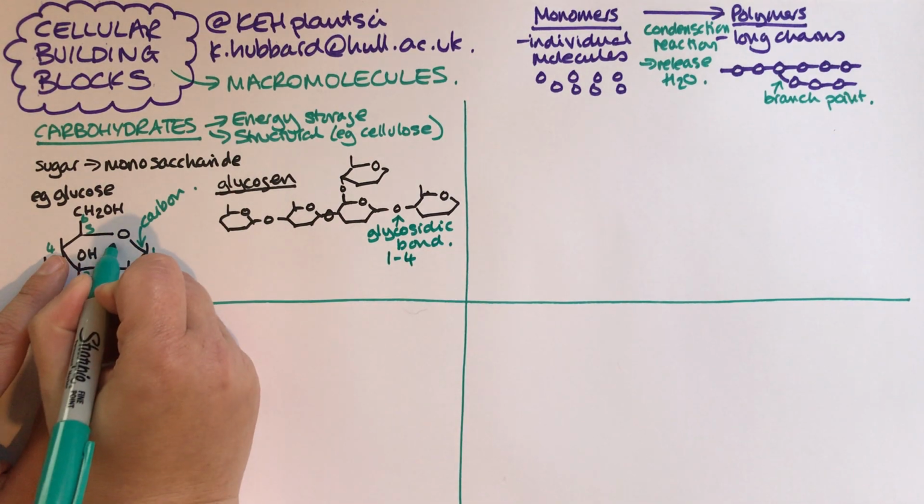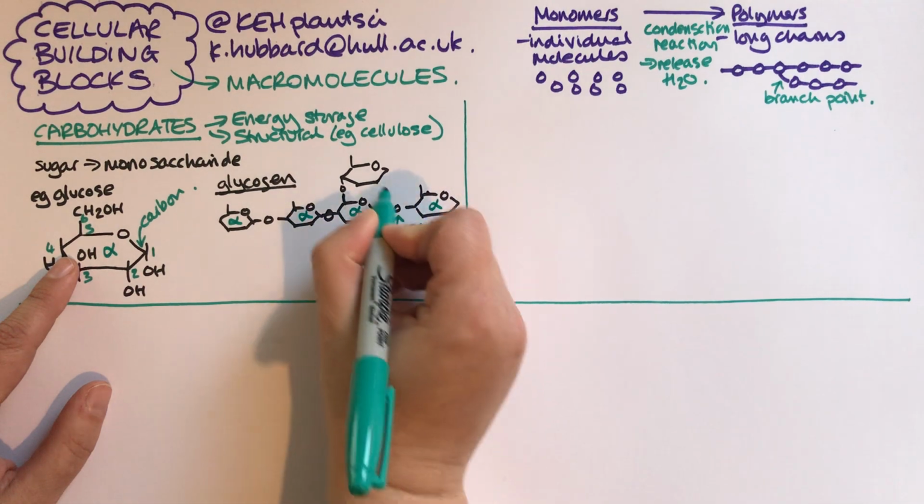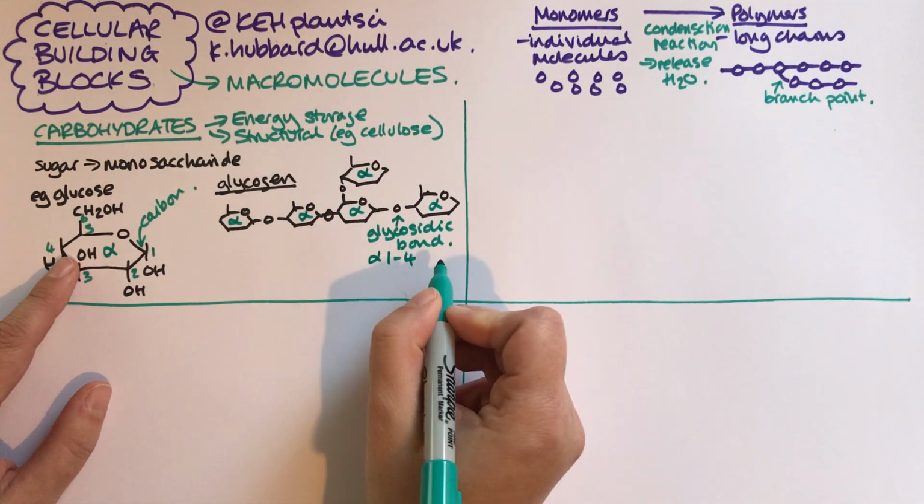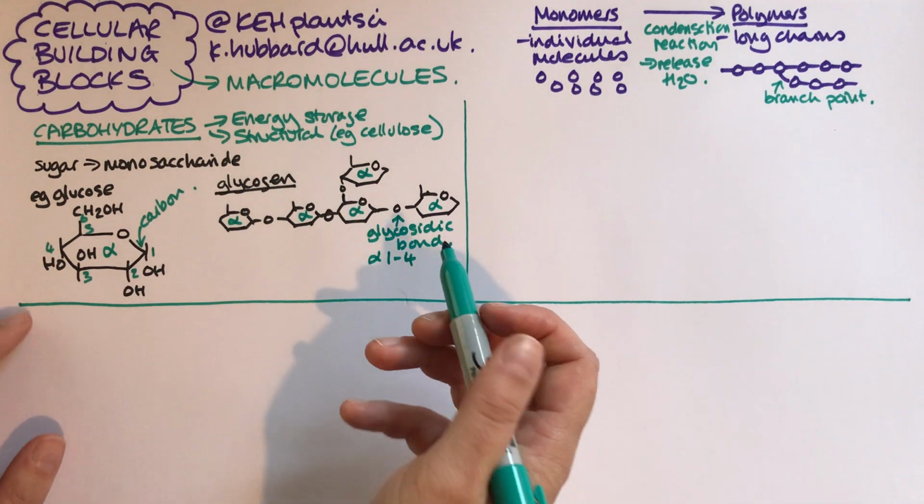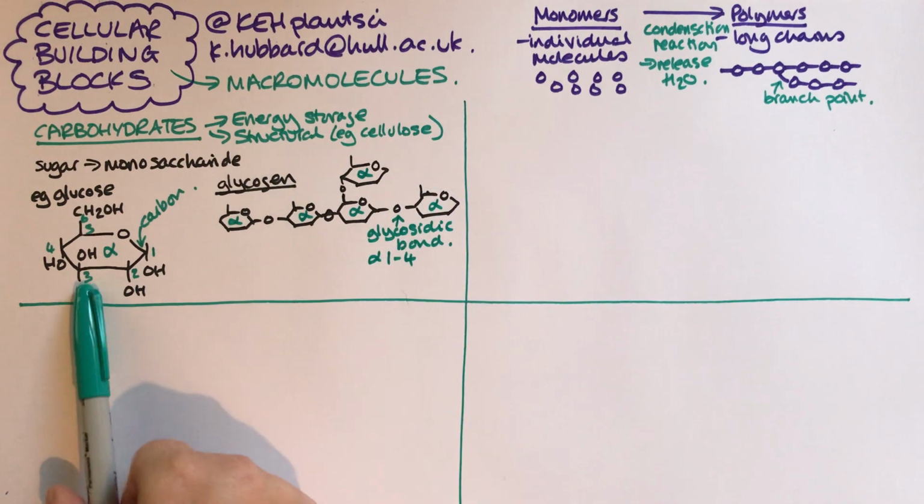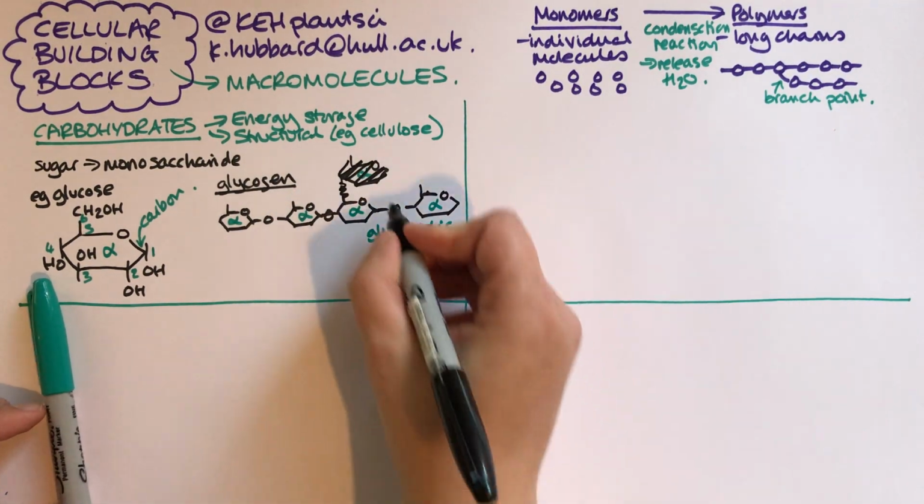So this is what we call an alpha glucose, and these are all alpha glucoses. So this is in fact an alpha 1,4 bond, and we can have other different bonds. So apologies, I've shown that in slightly the wrong place. I'm going to get rid of that there.